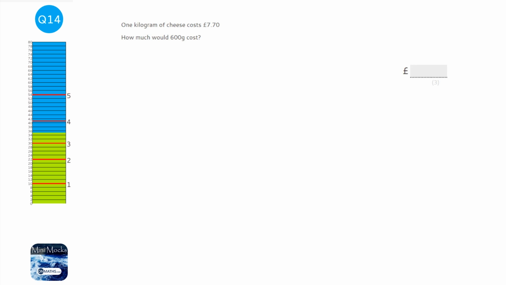So we're told 1 kilogram of cheese costs £7.70. How much would 600 grams cost? Well, first of all, I'm going to have weight, mass, and price, and I'm just going to sort of split them down the middle.